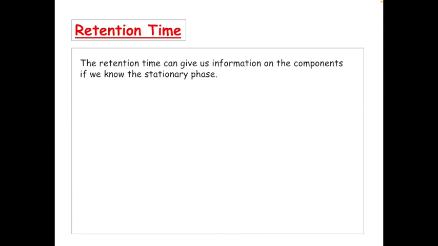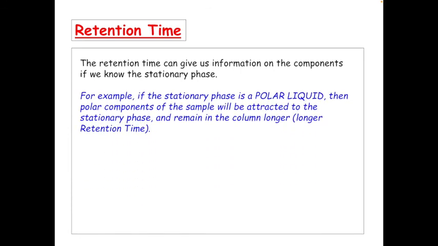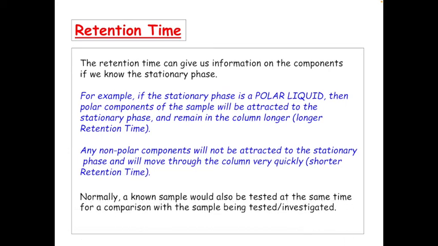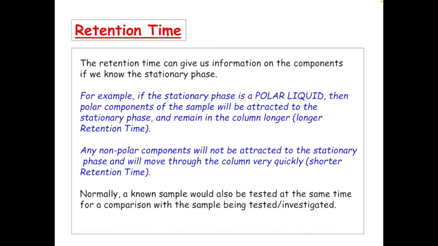So retention time gives you information on the components if you know the stationary phase. For example, and this is where it gets a wee bit more complicated, if it's a polar liquid, then the polar components of the sample will be attracted to the stationary phase and they will remain in the column longer. So it's going to have a longer retention time. However, if it was non-polar, it would not be attracted to the stationary phase and it will go through very quickly.